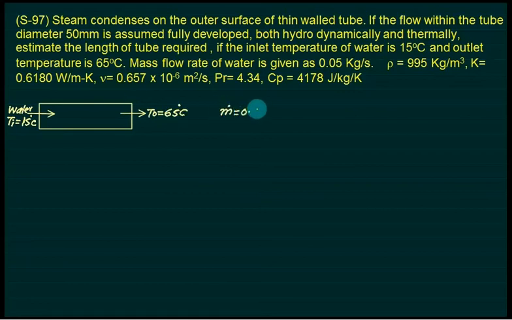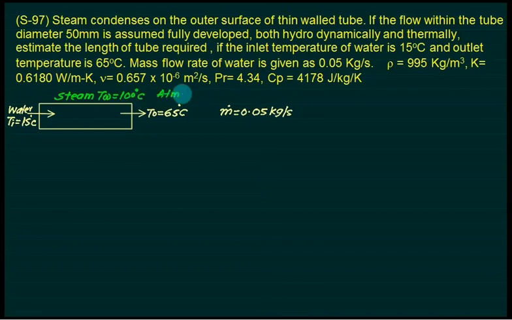Since mass flow is given, we can write mass flow equals rho multiplied by area multiplied by velocity. That is, indirectly we have been given the velocity. So this is a forced convection problem. The steam condenses on the outside at atmospheric conditions, so the temperature of steam will be approximately equal to 100 degrees Celsius, that is the wall temperature.